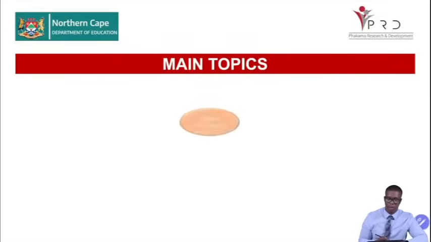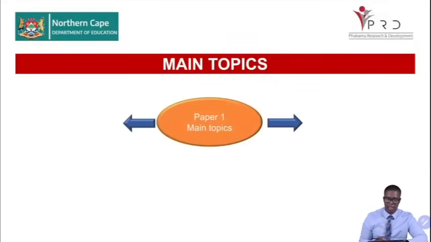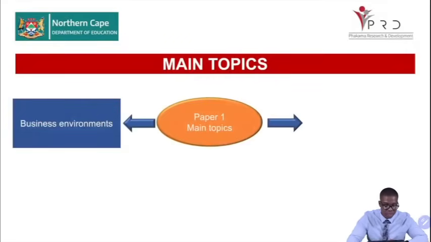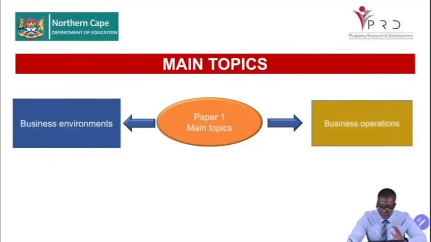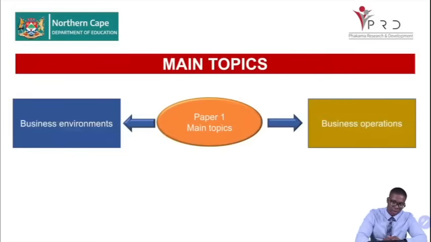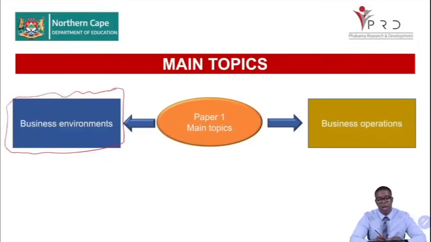Now let's talk about these 2 main topics that are covered in paper 1. You have business environment together with business operations. The focus of our lesson today is on the main topic, business environment, wherein we talk about the impact of recent legislation. We also talk about business strategies together with the business sectors and their environment.